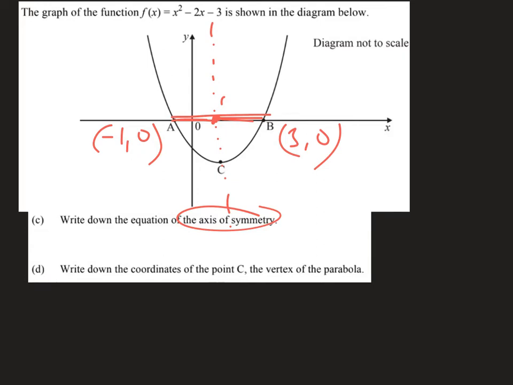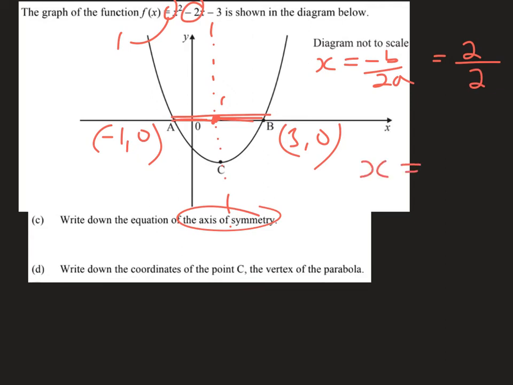You could also use a formula. So x equals minus b over 2a from the equation. So b here is -2. So therefore minus b is actually going to be 2, divided by 2a. Well, a is the number in front of the x squared, which is 1. So 2a is going to be 2. So we can see that that is also going to be 1.